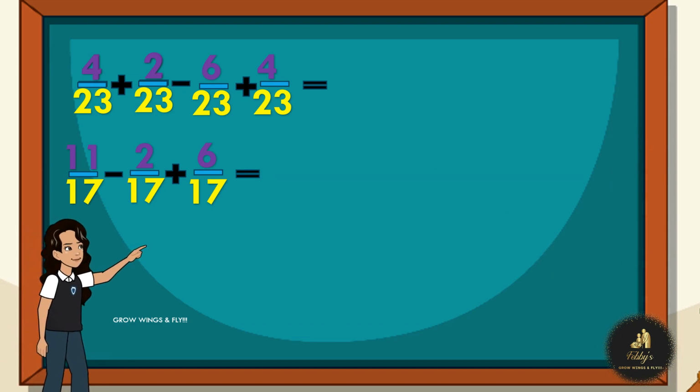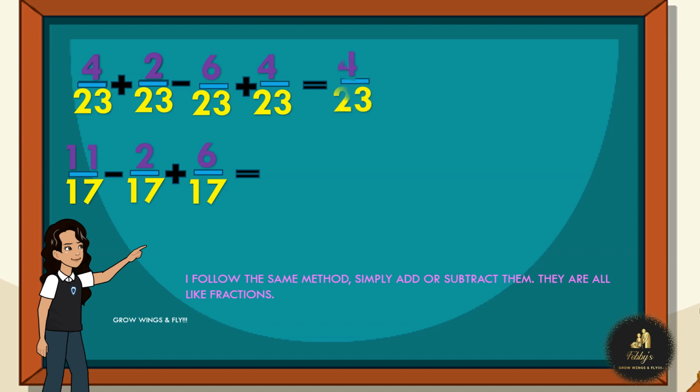So Mr. Febby, I am going to take the same concept and the method, and I'm going to simply add and subtract them. So in my first question, it's 4 add 2, which is 6, take away 6, which is 0, add 4, so that should give me 4, and the denominator remains the same, so it's 4/23. In my second question, it's 11 take away 2, which is 9, and then add 6, which should give me 15, and the denominator remains the same, so 15/17.